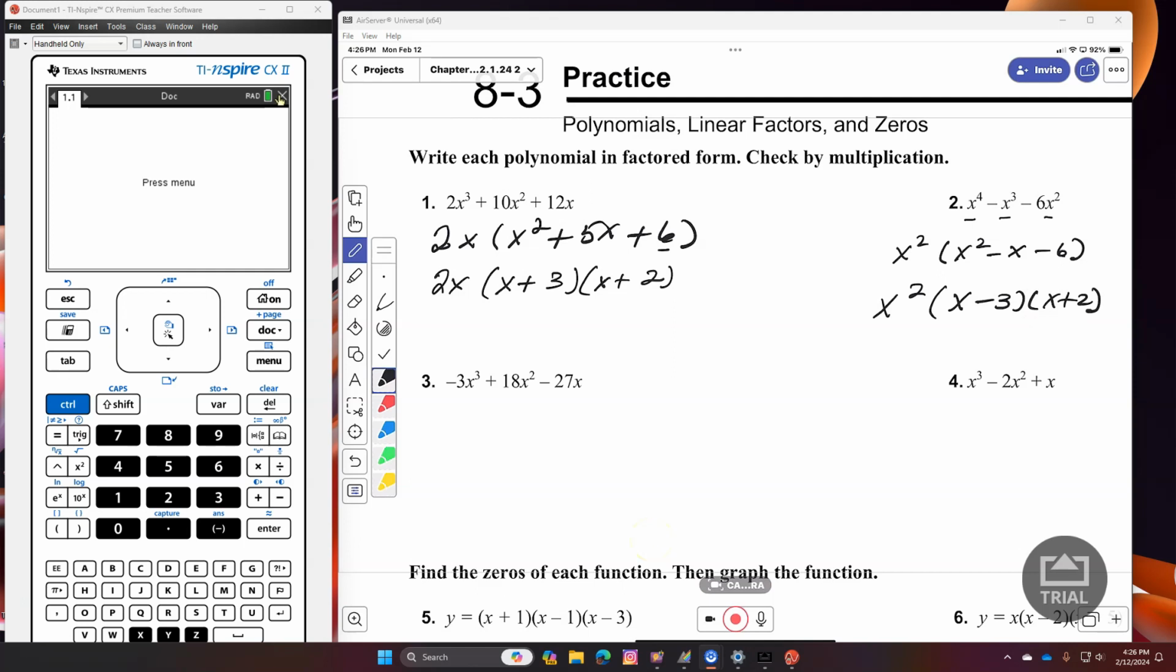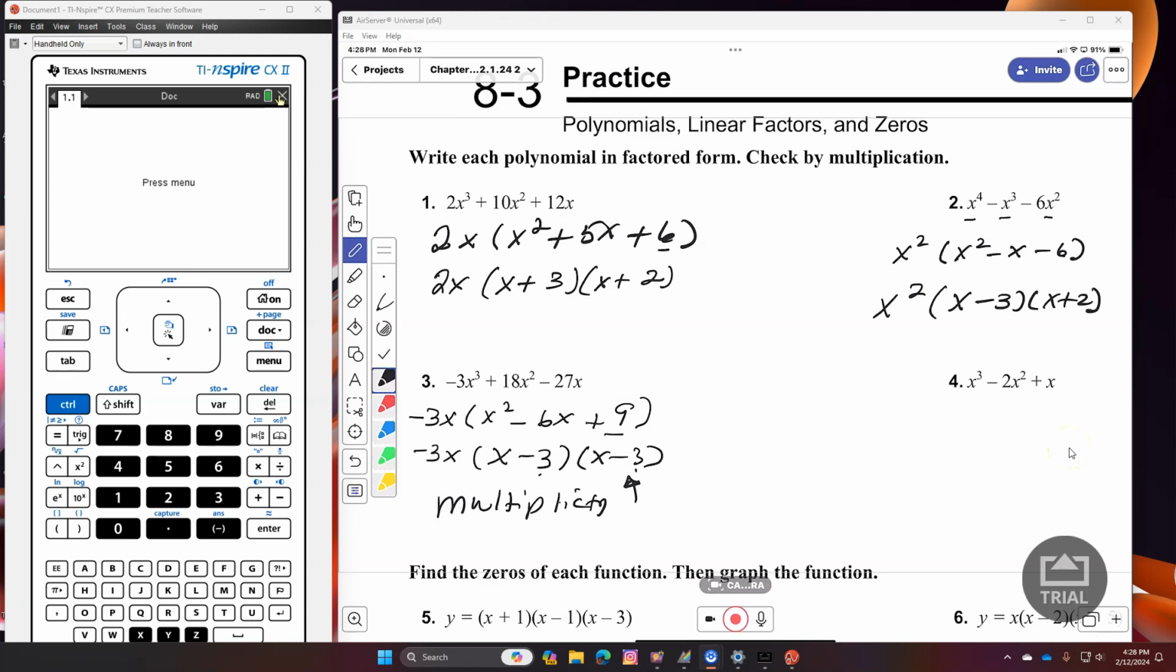Number 3, the common factor is negative 3x. So you're left with x squared minus 6x plus 9, because negative 3x times x squared is negative 3x cubed, negative 3x times negative 6x is positive 18x squared, and negative 3 times 9 gives you negative 27. So it's going to be negative 3x. Find the factors of 9 that add up to negative 6. So you have x minus 3, x minus 3, because negative 3 times negative 3 is positive 9, and negative 3 plus negative 3 is negative 6. That's a multiplicity of 2, since the two factors are the same.